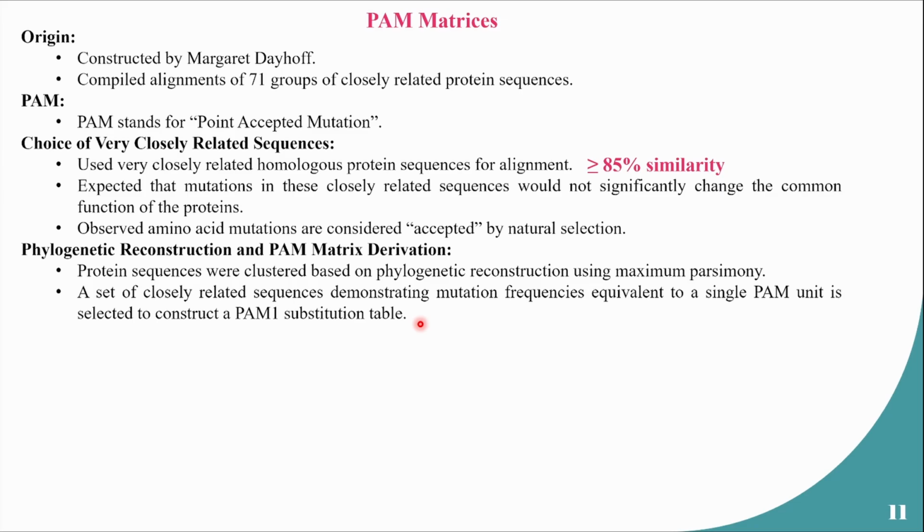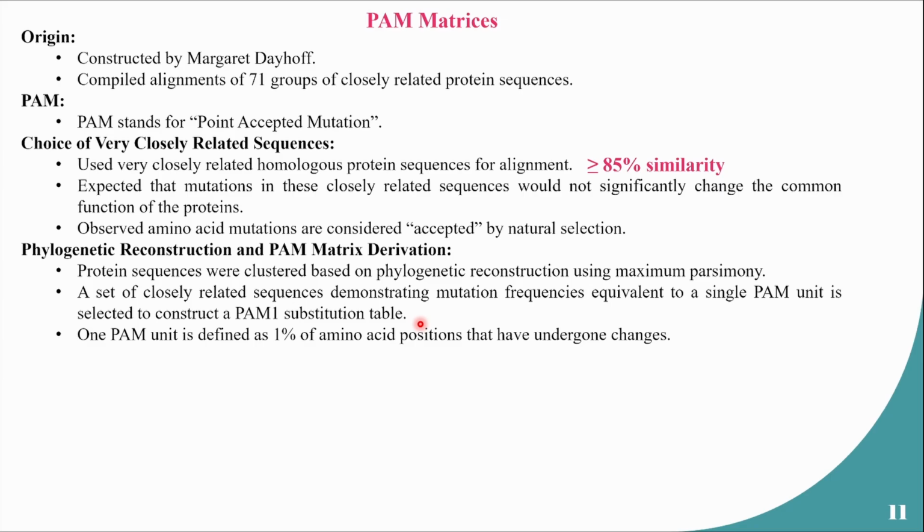So one PAM unit essentially indicates that if we are comparing, let's say, a 100 amino acid long sequence, then there will be 1% change in the amino acid positions or elements of the sequence. That means that out of 100, one amino acid will be mutating. So that sort of way, right?